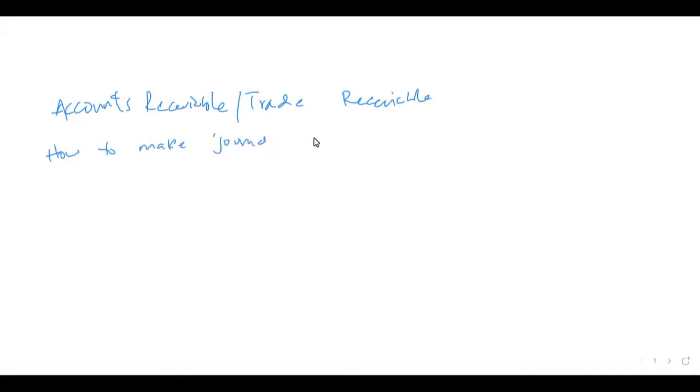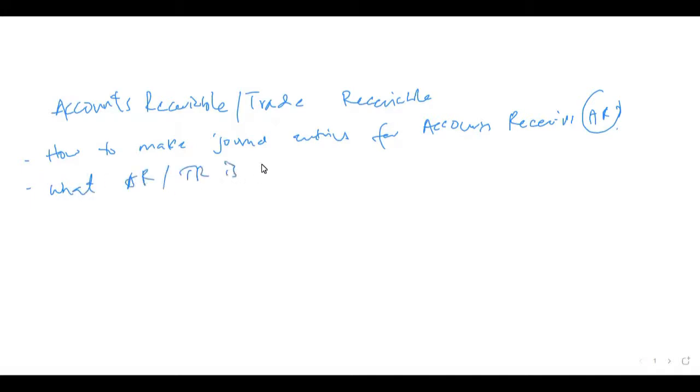In this one, we will be talking about accounts receivable, also known as trade receivables. We will briefly look at how to make journal entries for accounts receivable, or AR for short form. I will be using the term AR or TR, and what AR and TR actually are.